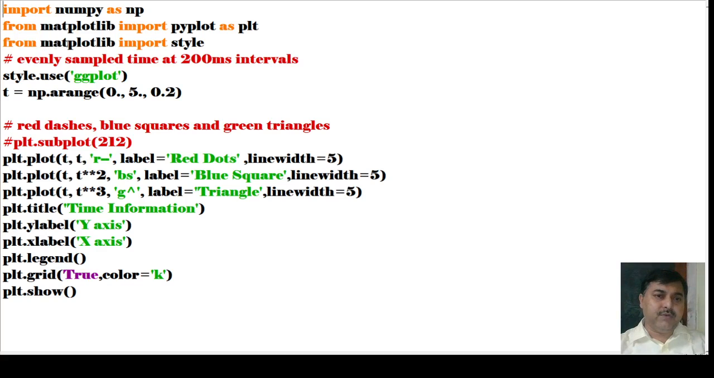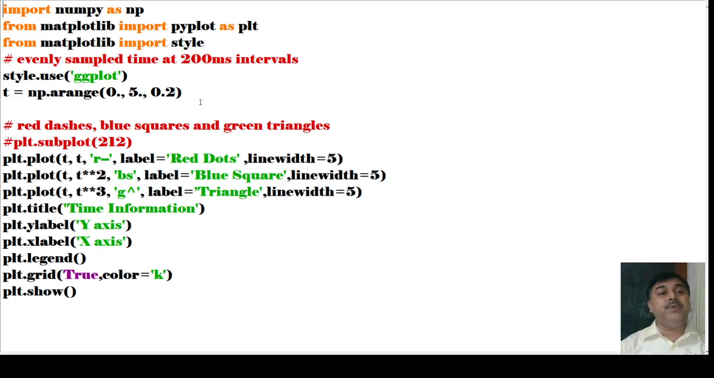Then from matplotlib I have imported style. Then style dot use ggplot, that you know, I have discussed previously also. That means we are using a plotting style. Then t equals np dot arange, starting at 0, with a step of 0.5, up to 5. So a numpy array arrangement has been taken here.